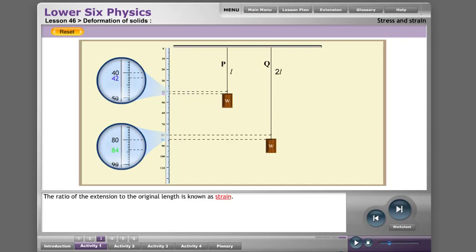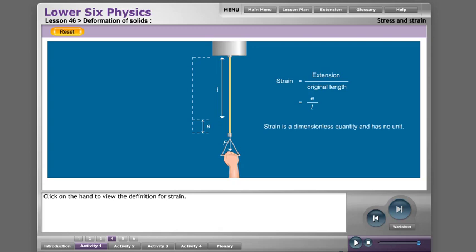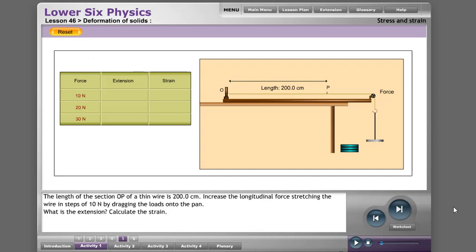The ratio of the extension to the original length is known as strain. Click on the hand to view the definition for strain. The length of the section OP of a thin wire is 200.0 centimeters. Increase the longitudinal force stretching the wire in steps of 10 newtons by dragging the loads onto the pan. What is the extension? Calculate the strain.